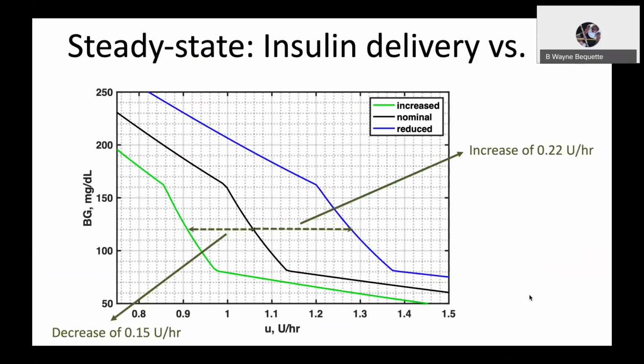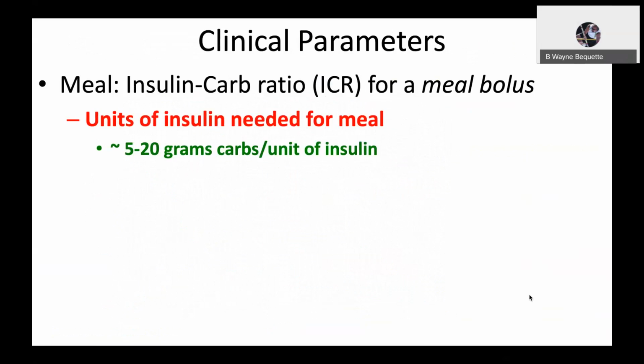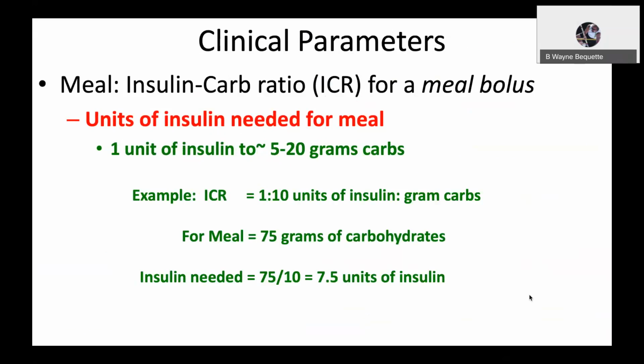Now, there are typical clinical parameters that are used by an individual to make insulin decisions. So one is if they're eating a meal that has a certain number of carbohydrates, then they need to know their insulin to carb ratio. And that's the number of units of insulin needed for a meal. And roughly you'll find 5 to 20 grams of carbohydrates are needed per unit of insulin.